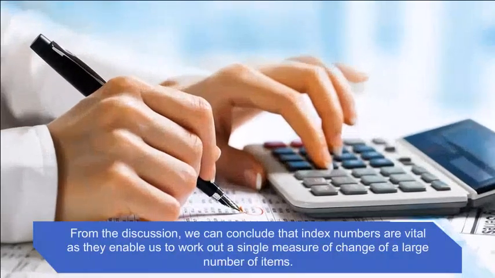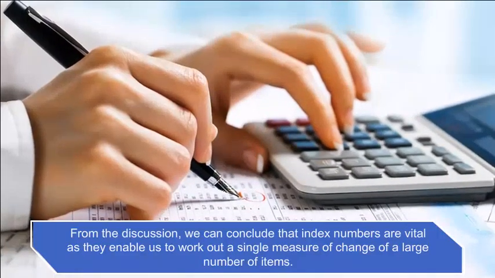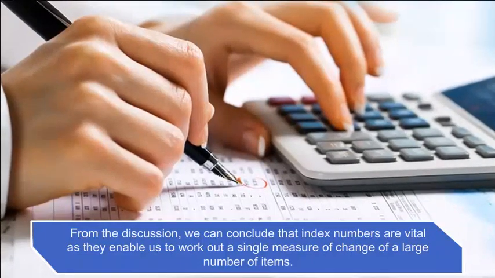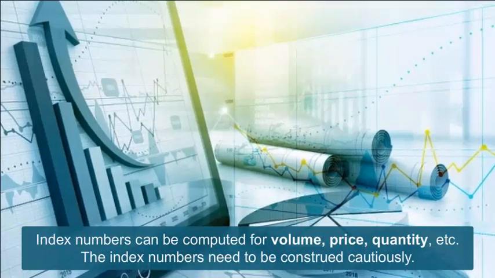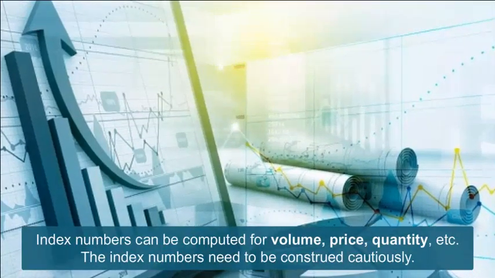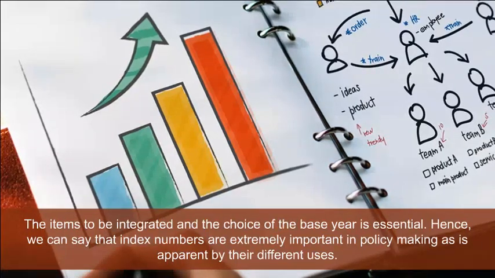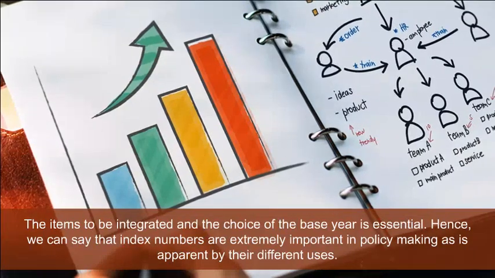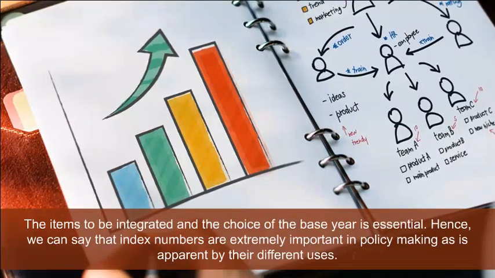Conclusion. From the discussion, we can conclude that index numbers are vital, as they enable us to work out a single measure of change of a large number of items. Index numbers can be computed for volume, price, quantity, etc. The index numbers need to be constructed cautiously. The items to be integrated and the choice of the base year is essential. Hence, we can say that index numbers are extremely important in policy making, as is apparent by their different uses.